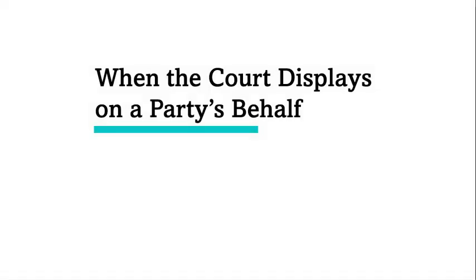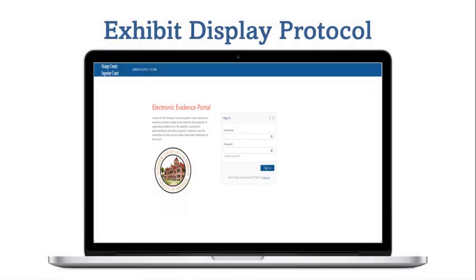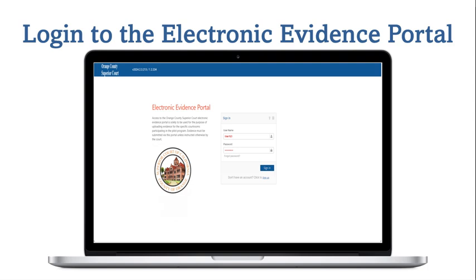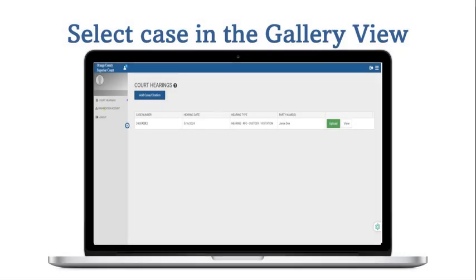Now let's go over displaying and presenting exhibits when the court displays on a party's behalf. Based on judicial preference, the judge or commissioner may choose to display the exhibits themselves or designate a member of the courtroom staff to display the exhibits. The judge, commissioner, or designated courtroom staff will log into the electronic evidence portal using their credentials. The judge, commissioner, or courtroom staff will then locate the case and display the party's exhibits.